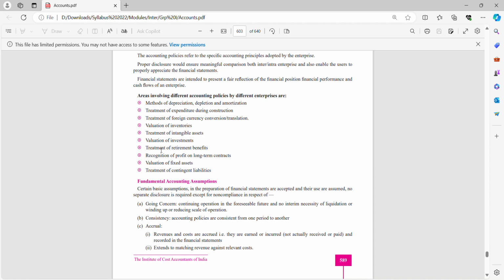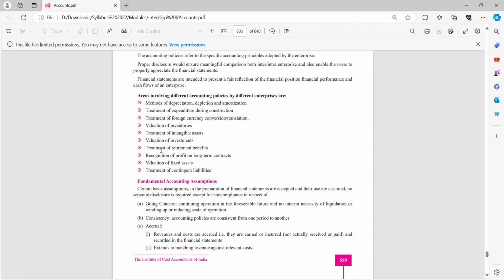Fundamental accounting assumptions. Certain basic assumptions in the preparation of financial statements are accepted and their use is assumed. No separate disclosure is required except for non-compliance in respect of going concern, consistency and accrual. So what is going concern? Continuing operations in foreseeable future and no interim necessity of liquidation or winding up or reducing scale of operations. Going concern means the company will go on forever.